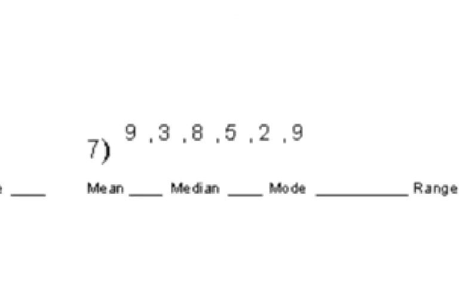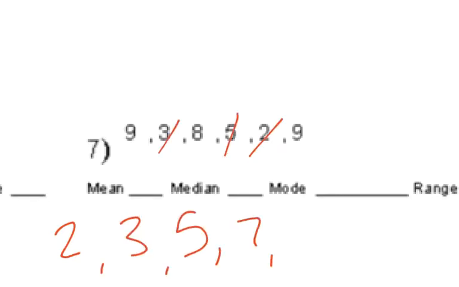First thing I do is put my numbers in order. So I have a 2, I have a 3, I have a 5, I don't have a 7. I have an 8, and I have 2 9s.